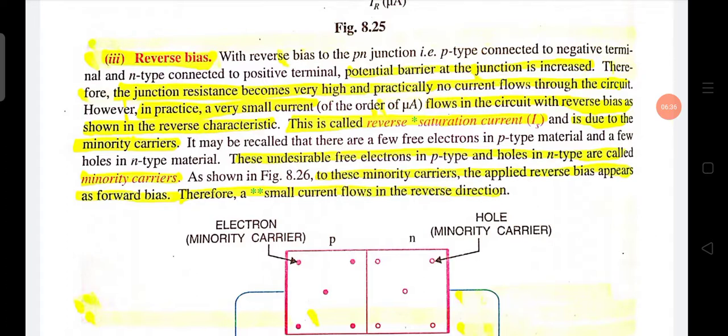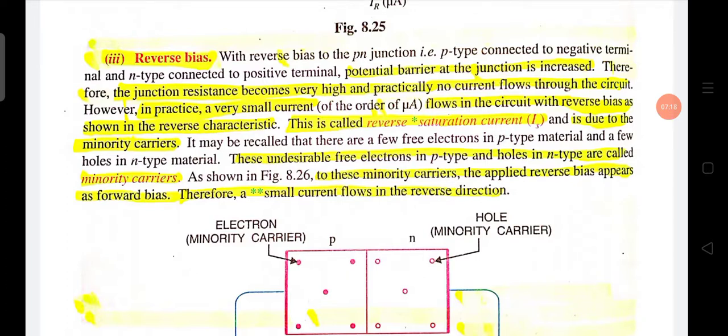Due to this increase of potential barrier, practically there is no current flow inside the circuit. But in practice there is a very small current, of the order of microamperes, that flows in the circuit with reverse bias, as shown in the reverse characteristic. This is called reverse saturation current, and this is due to the minority carriers.